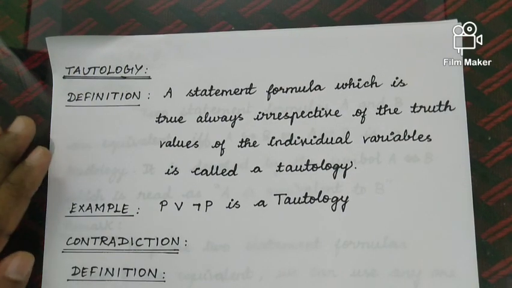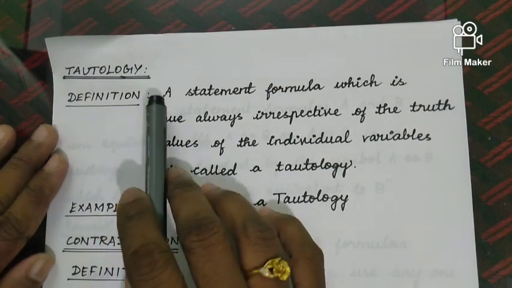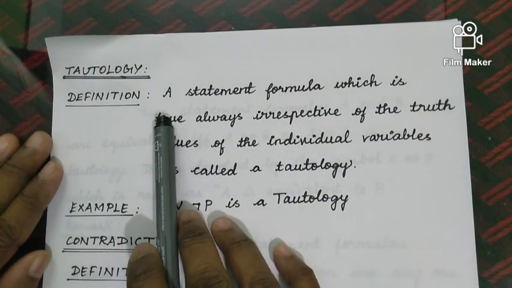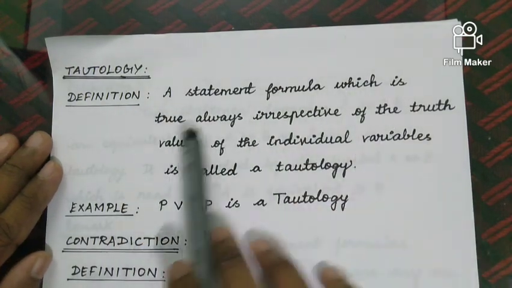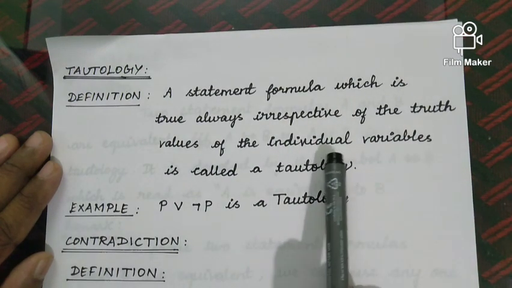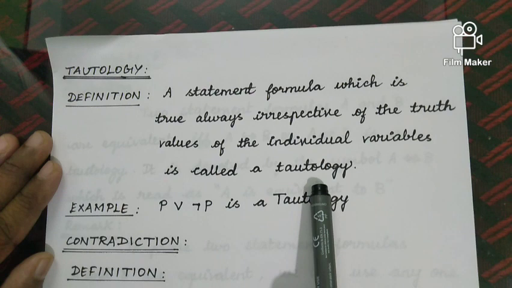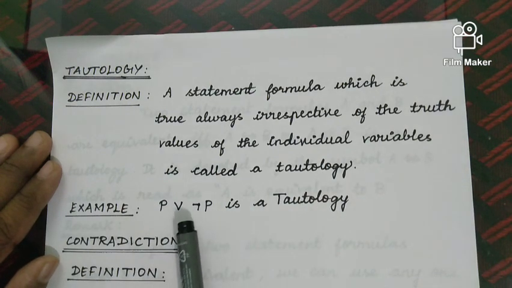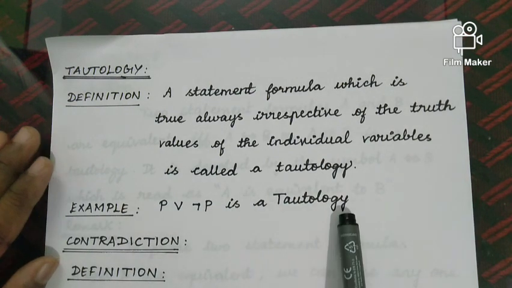Today we are going to discuss a new terminology, tautology. Look at the definition of tautology. A statement formula which is true always, irrespective of the truth values of the individual variables, is called a tautology. Example, P or negation P is a tautology.